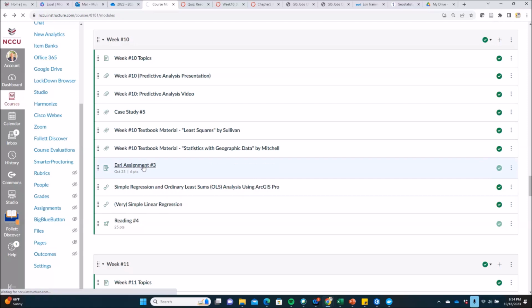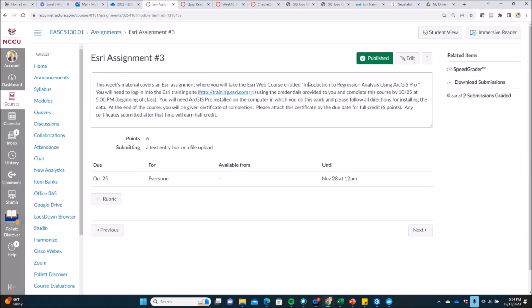And then we've got the Esri assignment. I like this Esri assignment here. So this is an introduction to regression analysis using ArcGIS Pro. And so we'll have this due next week. It's just a nice little Esri tutorial.